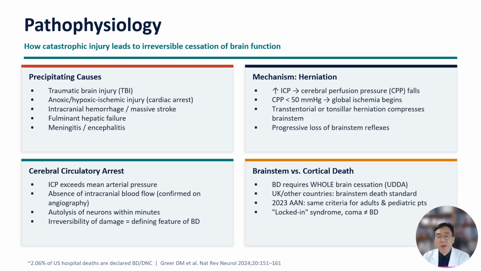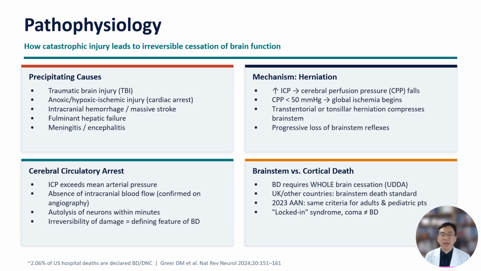Now, let's talk about what's actually happening biologically. Why is brain death irreversible? What causes it in the first place? The most common precipitating causes include traumatic brain injury, anoxic or hypoxic-ischemic injury from cardiac arrest, massive stroke or intracranial hemorrhage, fulminant hepatic failure, and severe CNS infection like meningitis or encephalitis.